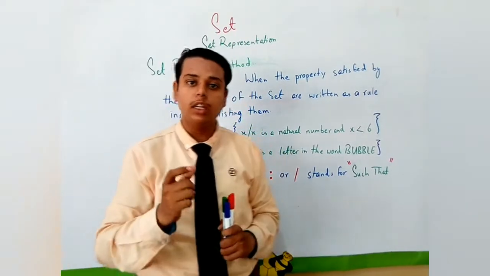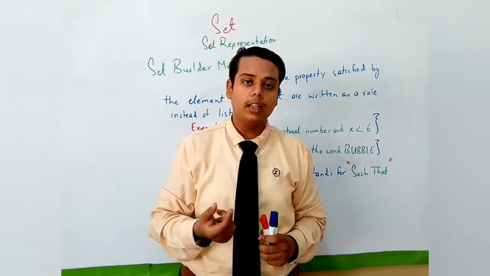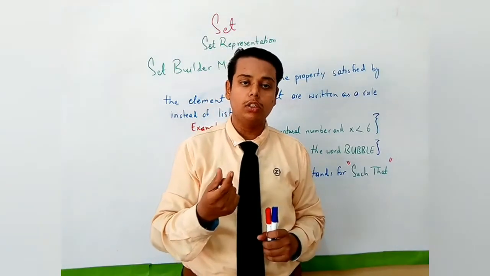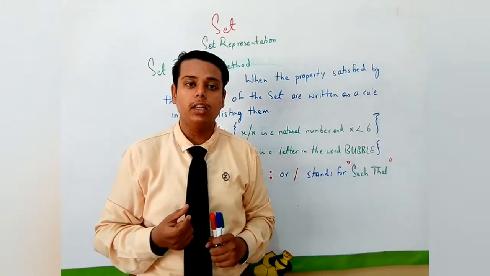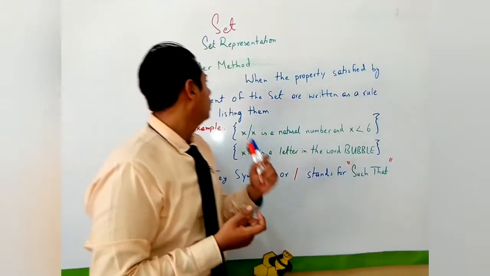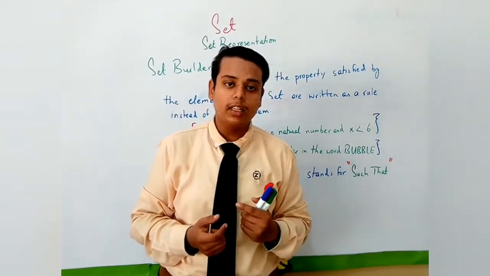Fine, according to the given rule. एक rule के तहत हम क्या करते हैं? प्रॉपर्टी जो भी होती है उस एलिमेंट्स की उसको मेंशन कर रहे होते हैं इस तरह के सेट में. So that is called the set builder method. Fine. ये कौन सा मेथड कहलाता है?